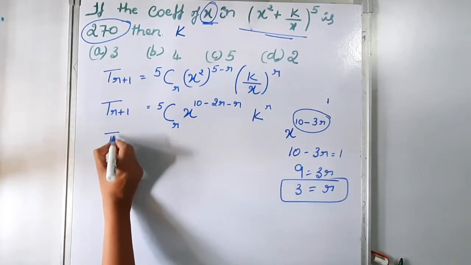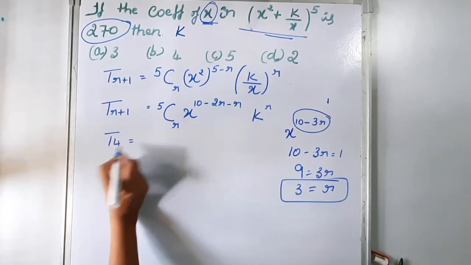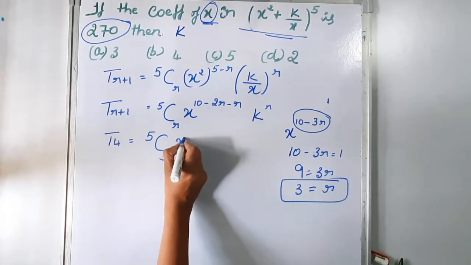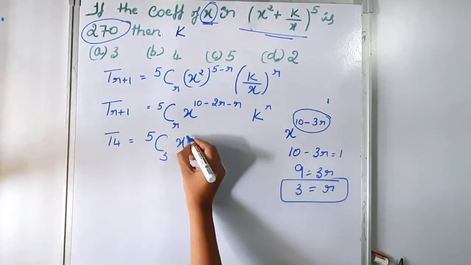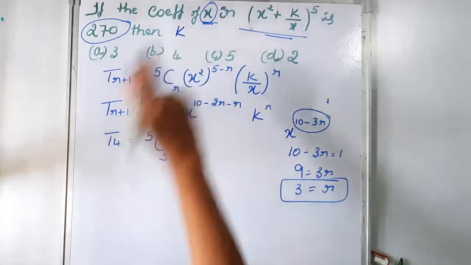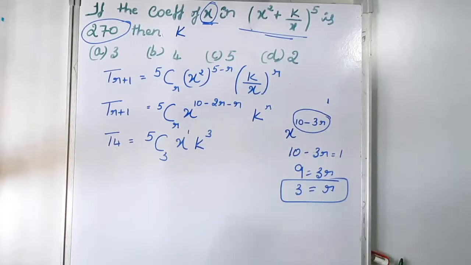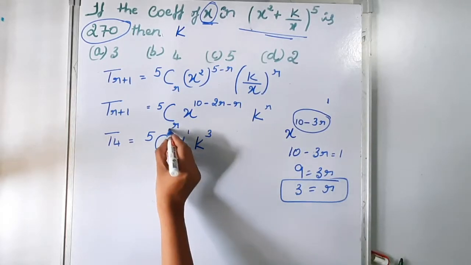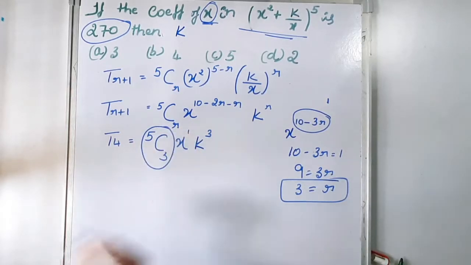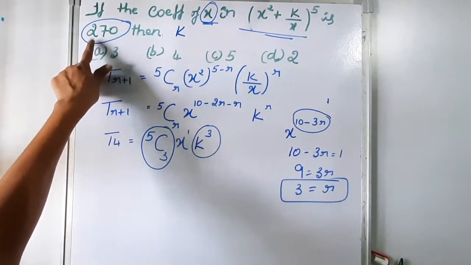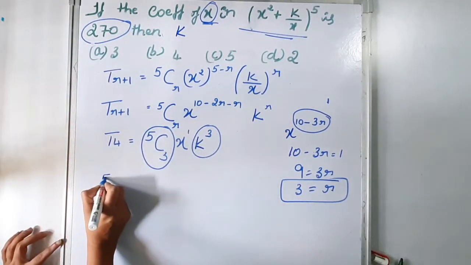So this will be T4, right? 3 plus 1 is 4. 5C3, x to the power, substitute r as 3, anyway we'll get it as 1 because we are finding the coefficient of x, and k to the power r, which is 3. Now what is the coefficient of x? 5C3 and k cube, and it is given as 270, right? So we'll equate that. Is it clear?